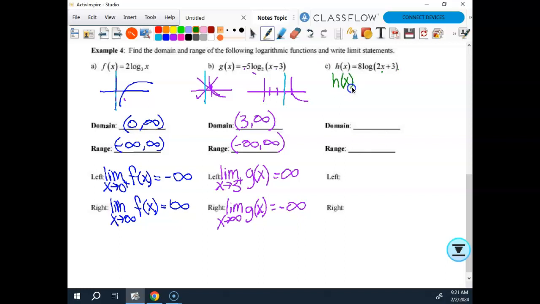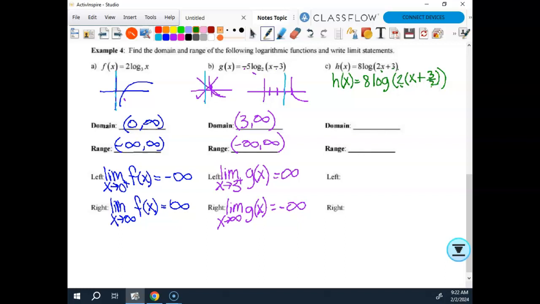h of x is equal to 8 times the log of 2, open my parentheses, times x plus what? What did the 3 have? I think I heard 3 halves. Okay. Because you divide each one of these by 2. And if you multiply it back, 2 times x is 2x, and 2 times 3 halves is 3. All right, so now that it's factored out like that, now I can look at this. This is my horizontal dilation. This is my horizontal translation, okay?